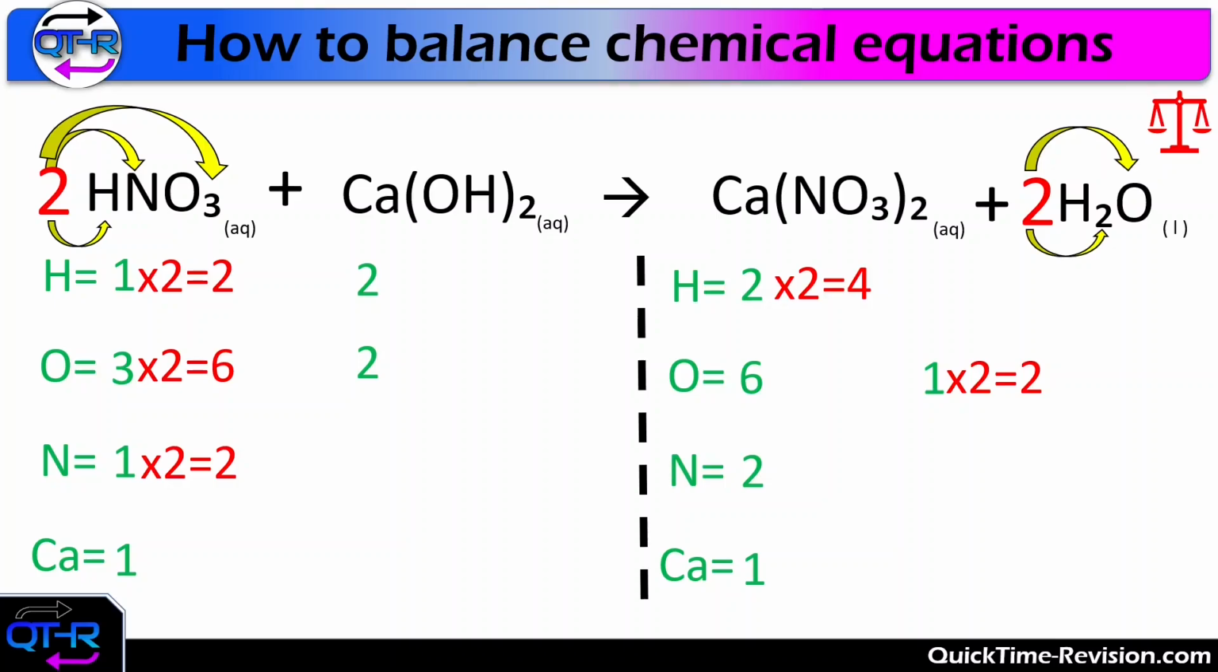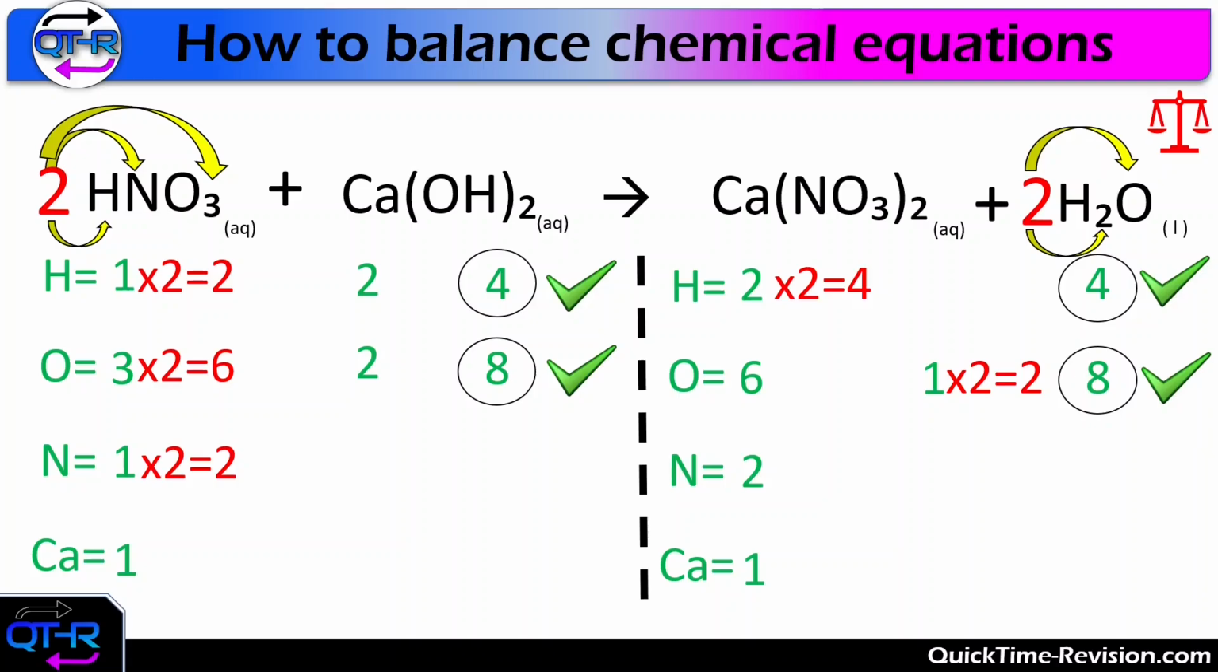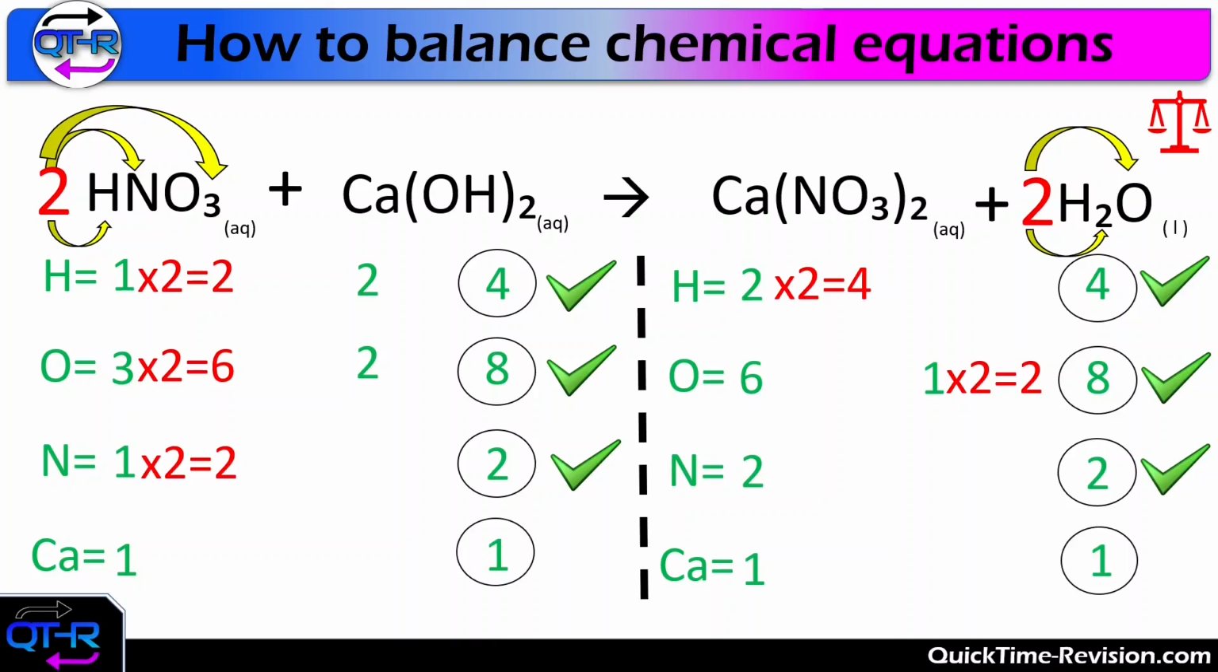Now when we look at this, we can see that it's fully balanced. We have 4 hydrogens on this side of the equation, 4 after the arrow. We have 8 oxygens before the arrow, 8 oxygens after the arrow, 2 nitrogens before the arrow, and 2 nitrogens after the arrow, 1 calcium and 1 calcium, and those remain the same.